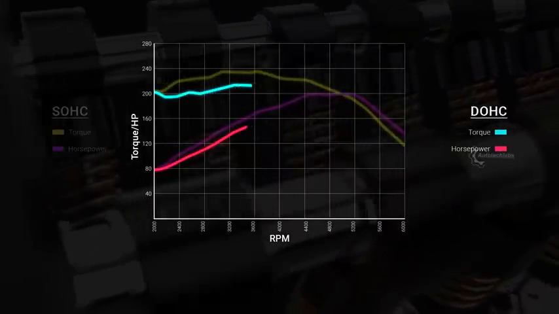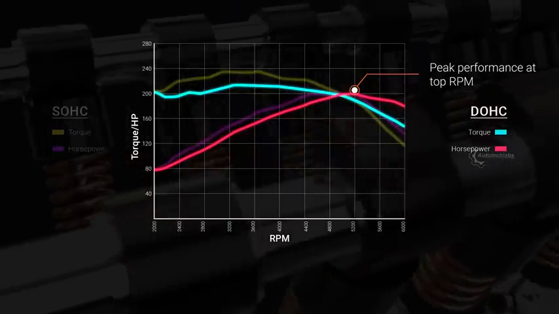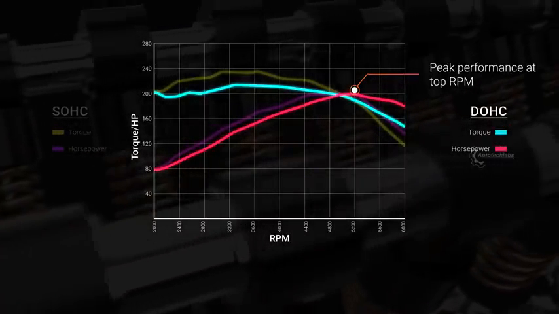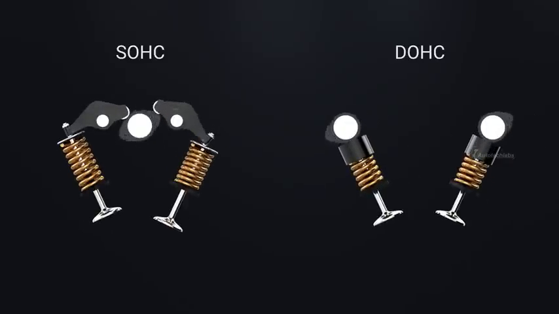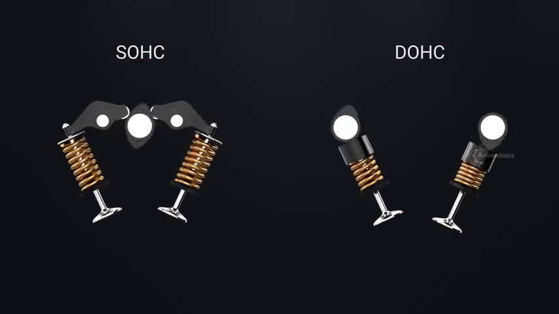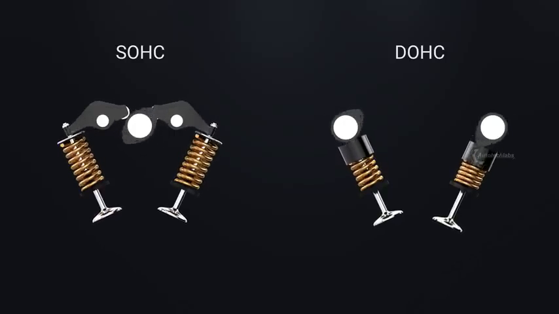Though this configuration can provide better top-end power, the design complexity and increased components result in more weight and a higher cost of production. When it comes to choosing between SOHC and DOHC engines, both have their own pros and cons. Let's look at some points briefing the presentation.